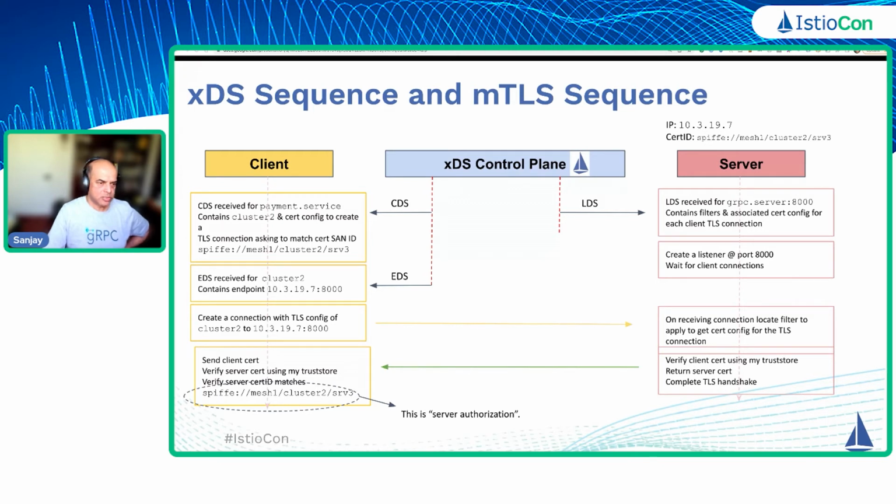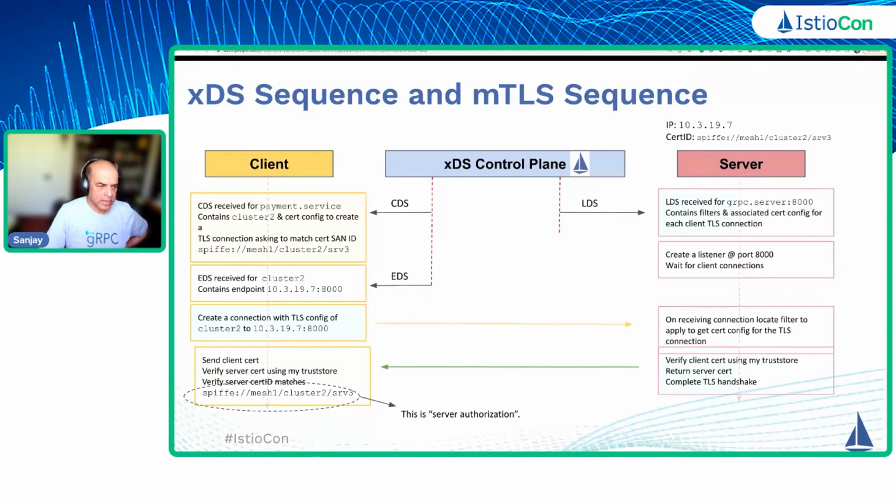The filter chain also has the configuration to use a particular certificate, with certificate ID of mesh1/cluster2/SRV3, for a given client connection. Once a filter chain applies, that is, the predicates in the filter chain match the connection attributes of the current connection, the security configuration from the filter chain is applied to the connection.